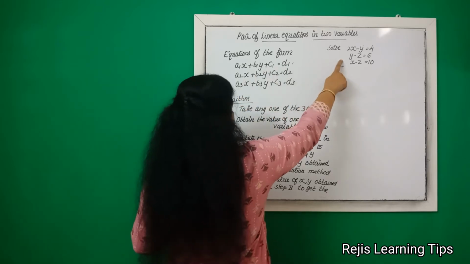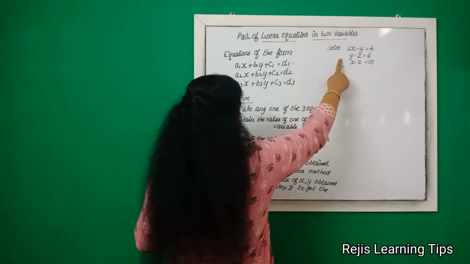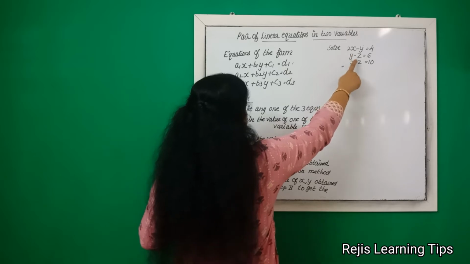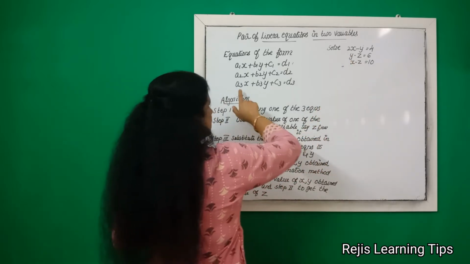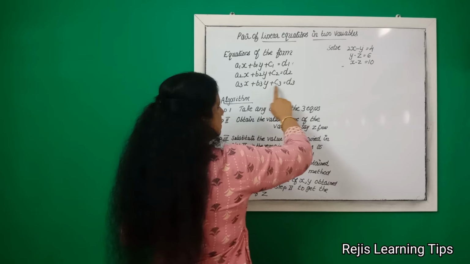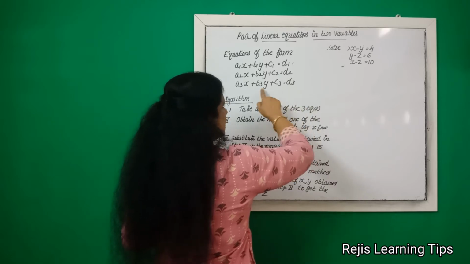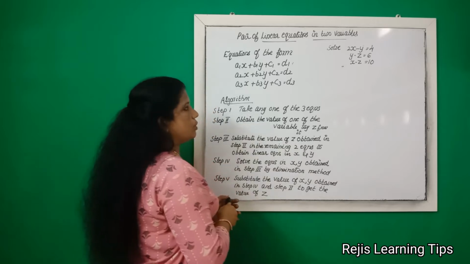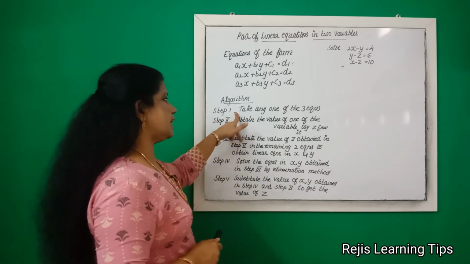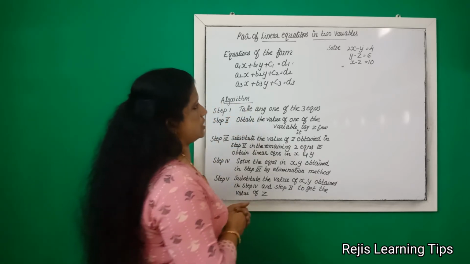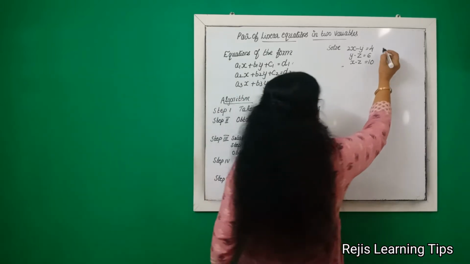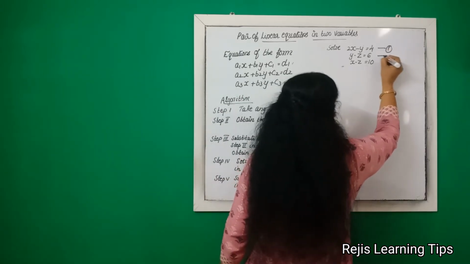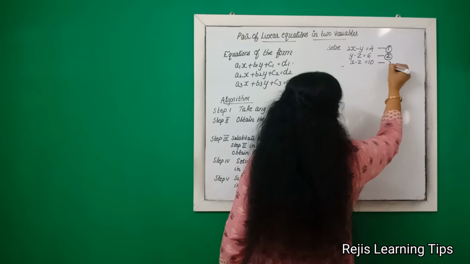a2x here, a2 is 0. So 0x plus y minus z is equal to 6. a3x plus b3y plus c3 is equal to d3. Here b3 is equal to 0. So x minus z is equal to 10. First step, take any one of the three equations. This is equation number 1, this is 2 and this is 3.